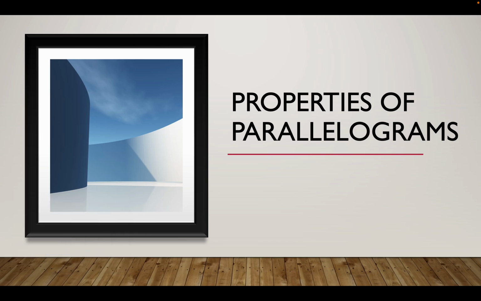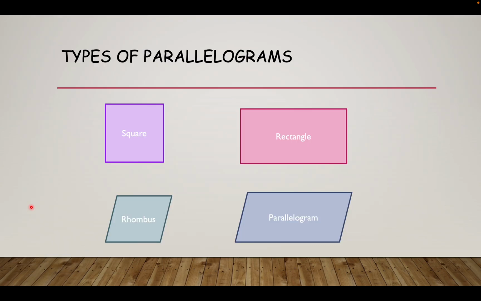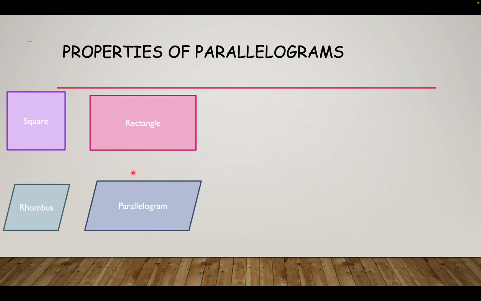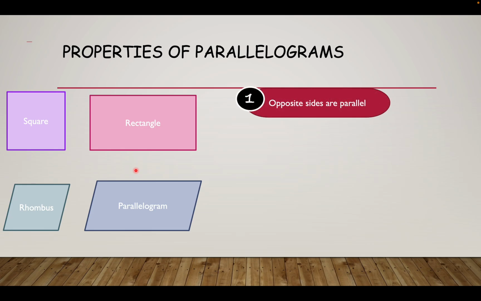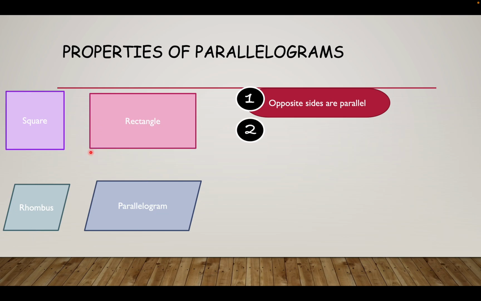On properties of parallelograms. The types of parallelograms we're going to discuss are square, rectangle, rhombus, and parallelogram. We have properties of all four types of parallelograms. In any parallelogram, any one of these types, the opposite sides are parallel. We use a little arrow like this to indicate that this side is parallel to this side. If you have two arrows, it's going to connect to the side that also has two arrows.